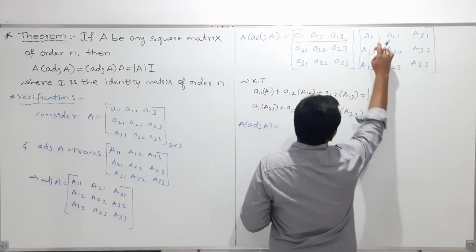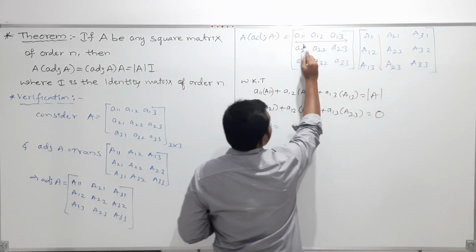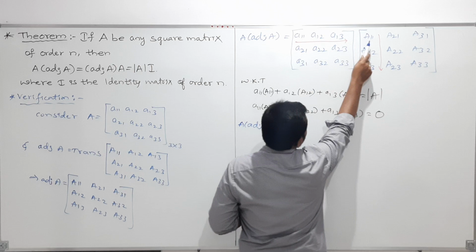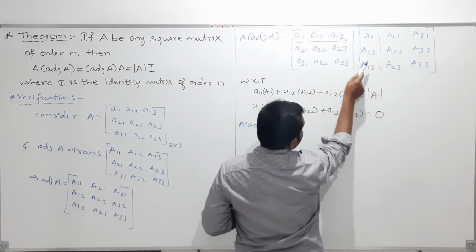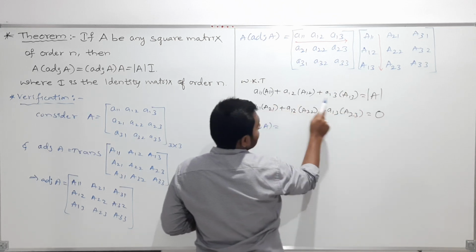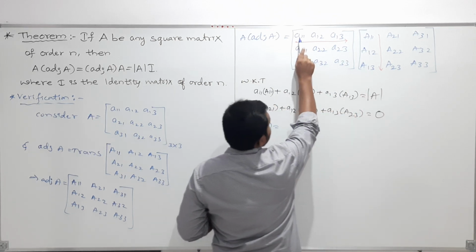So first row into first column. Just imagine, if you multiply first row into first column, it means a11 into capital A11 plus a12 into capital A12 plus a13 into capital A13. It means you are getting this case only. Clear? So this element into this element.